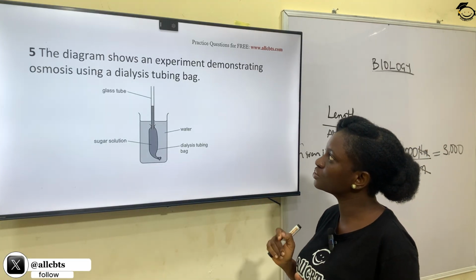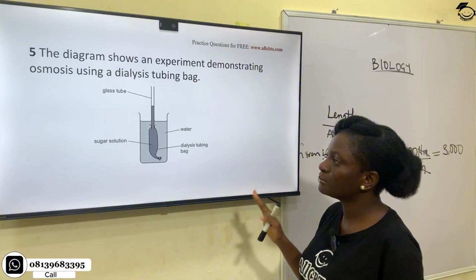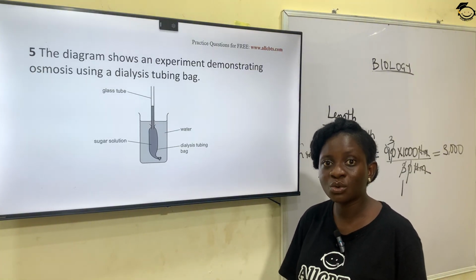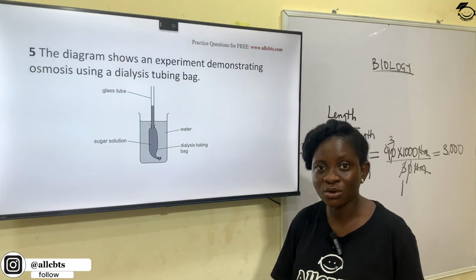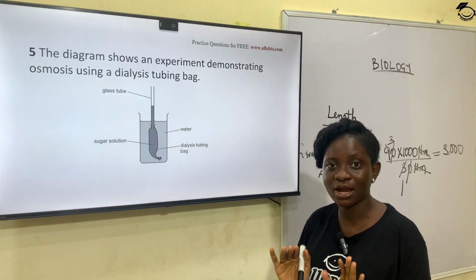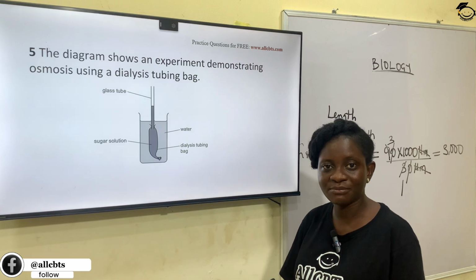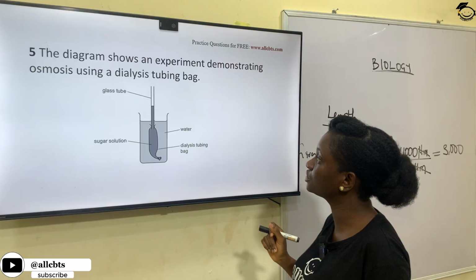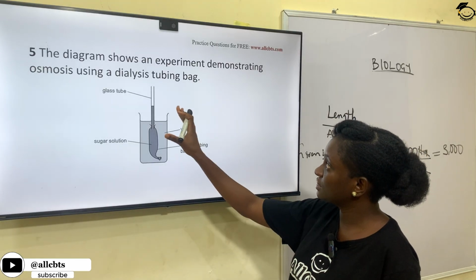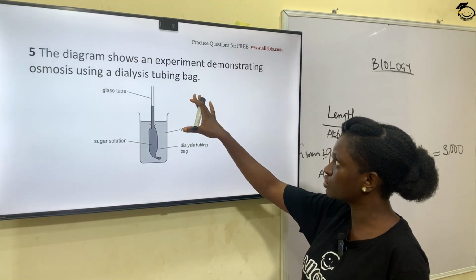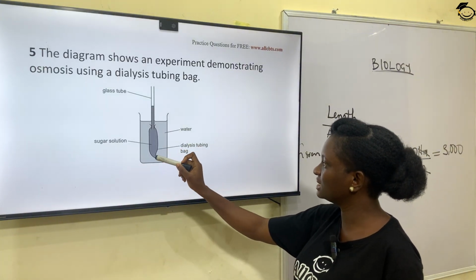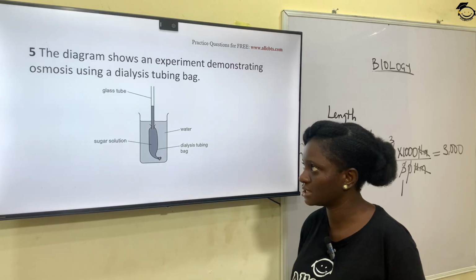The diagram shows an experiment demonstrating osmosis. Osmosis is the movement of water molecules from the region of higher water concentration to the region of lower concentration through a semi-permeable membrane. This experiment shows the use of a dialysis tubing bag inside water. And inside the dialysis tubing bag, we have sugar solution.